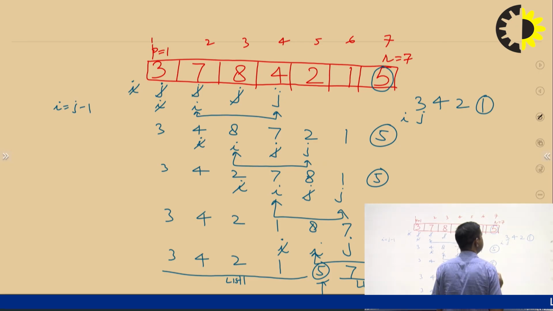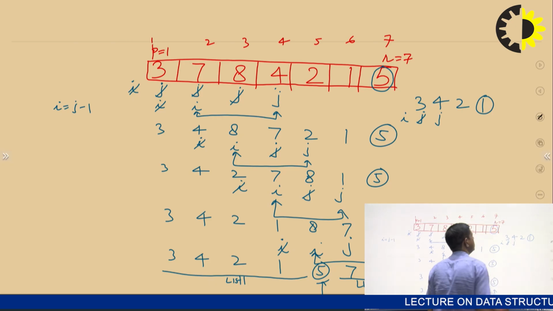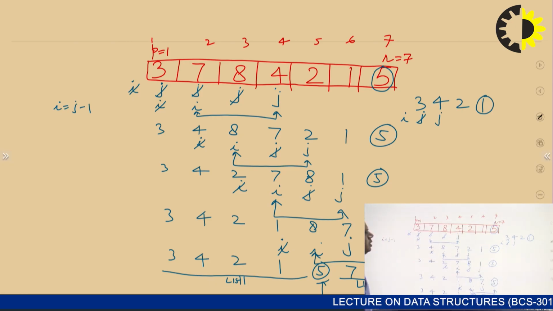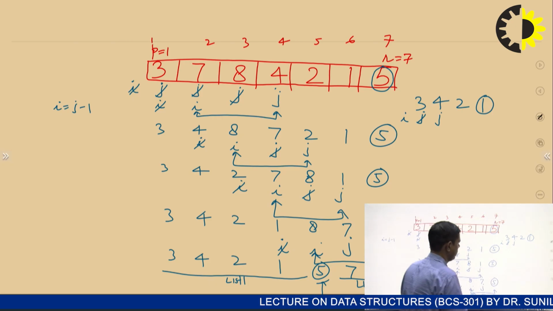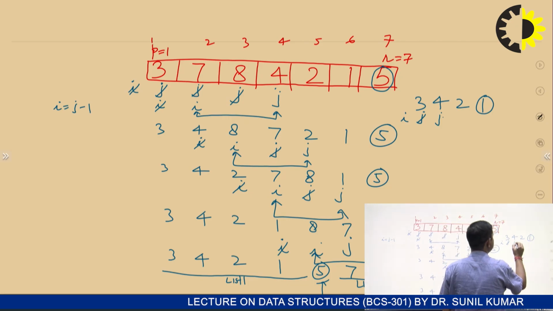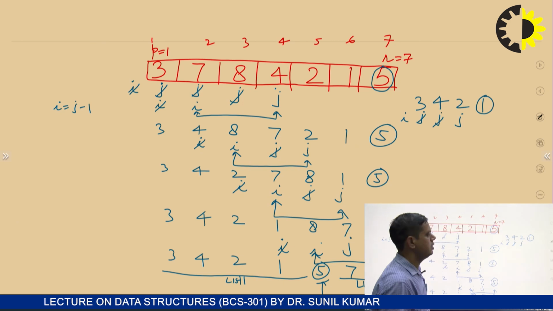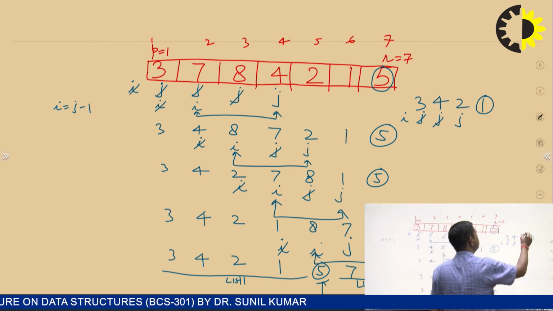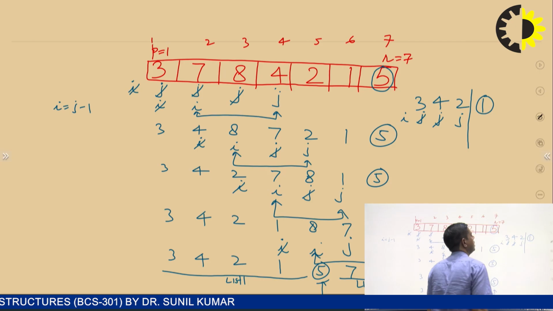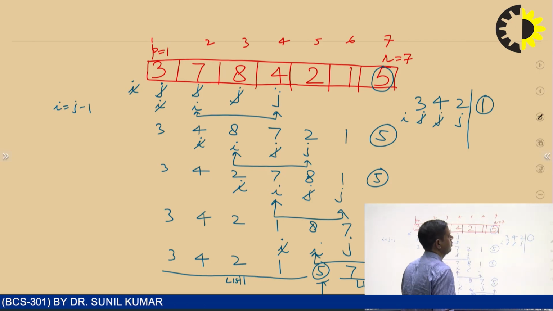3 is greater than 1, then simply we have to do j equal to j plus 1. Again 4 is greater than 1, j equal to j plus 1. 2 is greater than 1, that means now I have reached just one element before the pivot element.